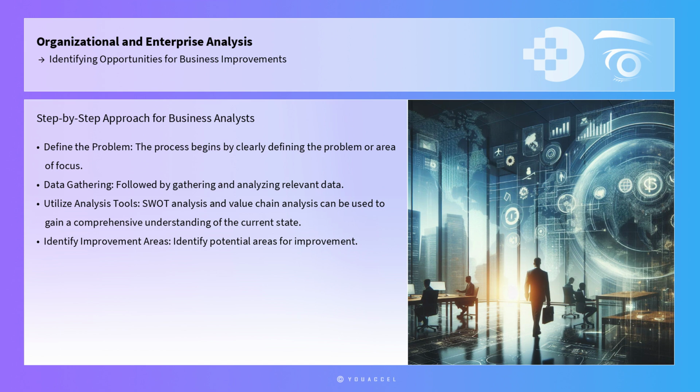To effectively apply these tools and methodologies, business analysts must adopt a step-by-step approach. The process begins by clearly defining the problem or area of focus, followed by gathering and analyzing relevant data. SWOT analysis and value chain analysis can be used to gain a comprehensive understanding of the current state of the organization and identify potential areas for improvement. Once these areas are identified, root cause analysis helps pinpoint underlying issues, while benchmarking provides a perspective on industry standards and best practices.